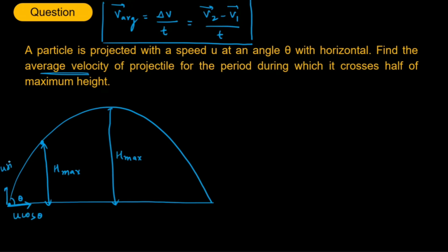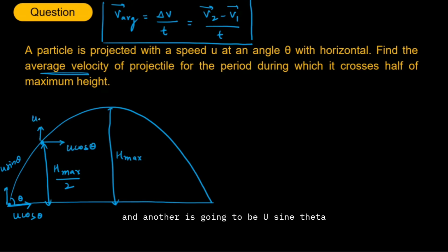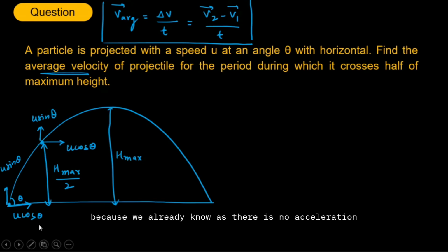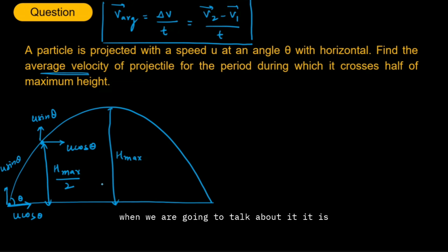Similarly, at this point where the particle has covered half of the maximum height, it is again going to have two velocities. One is going to be u cos theta and another is going to be u sin theta. Now here, if we talk about the average velocity along the x-axis, since there is no acceleration in the x-axis, the velocity will not change. So the average velocity is going to be u cos theta only, whereas along the y-axis, it will change.